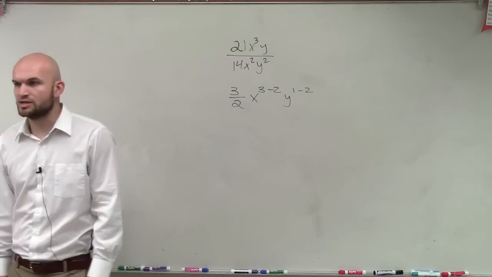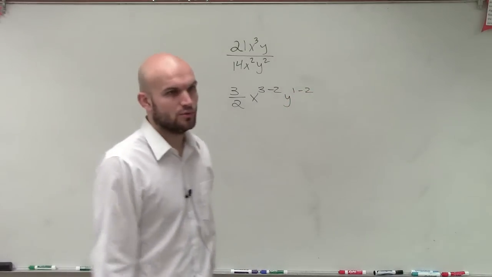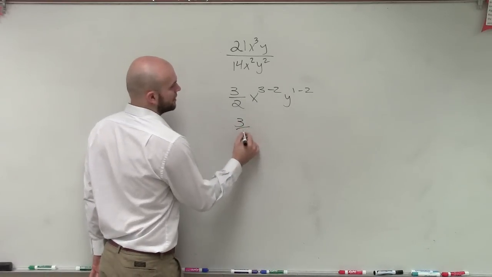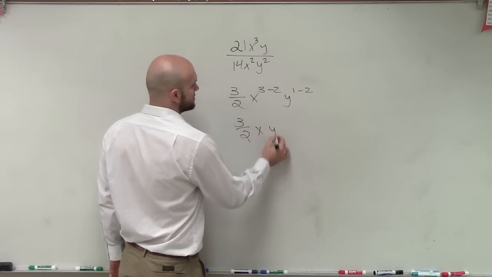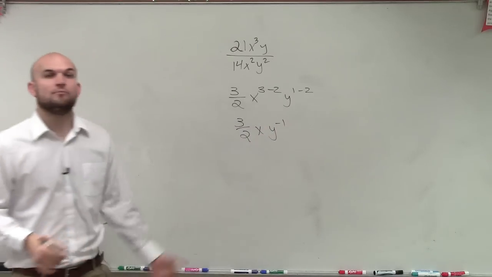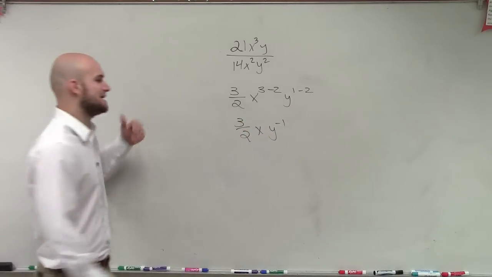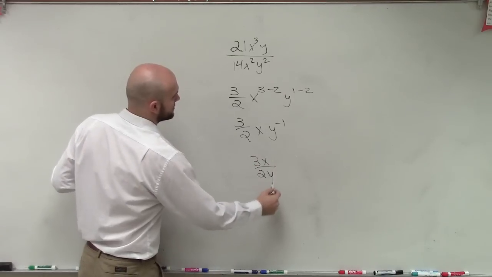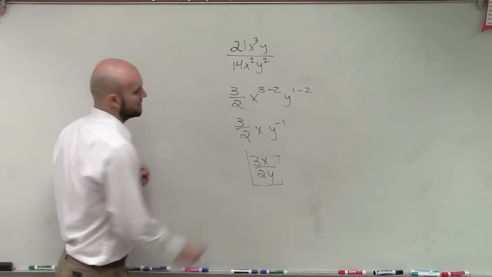Right? Remember the properties of exponents? When you divide, you subtract. So therefore, that leaves us with the final answer of 3 halves x, y to the negative first. And remember, whenever we have a negative exponent, that now goes in the denominator. So I have 3x divided by 2y would be your final answer.